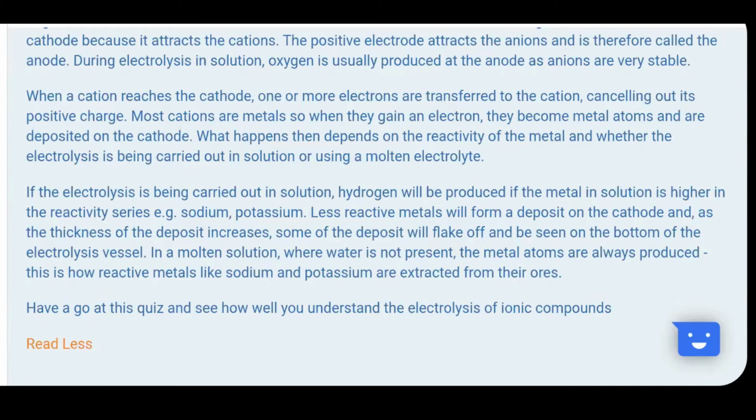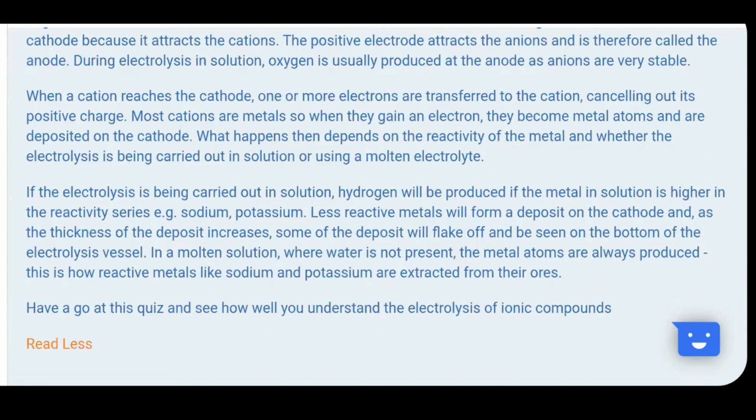In a molten solution where water is not present, the metal atoms are always produced. And like I said to you before, molten compound, like lead and chlorine. This is how reactive metals like sodium and potassium are extracted from their ores. So when they are doing electrolysis of these elements, that's how they extract them from their ores.